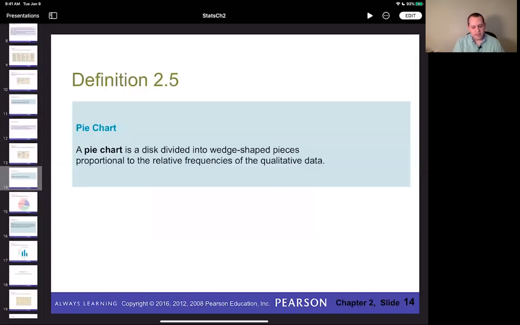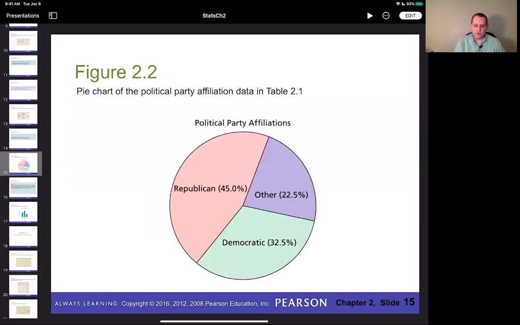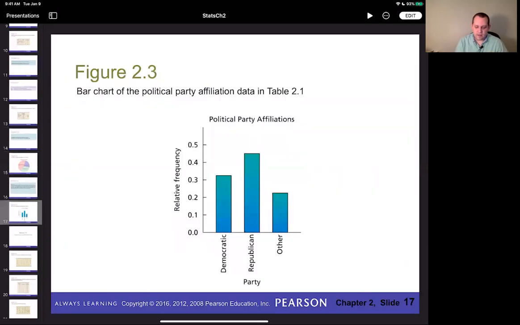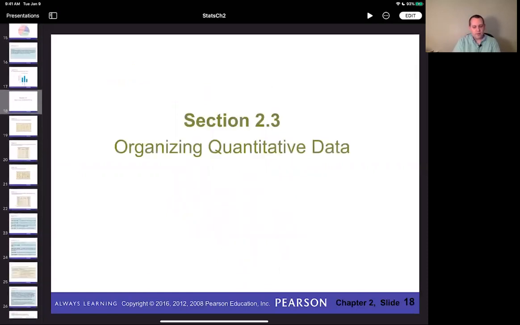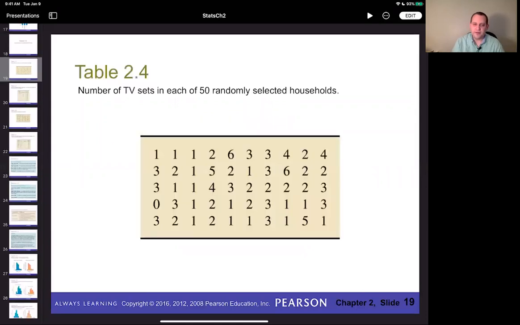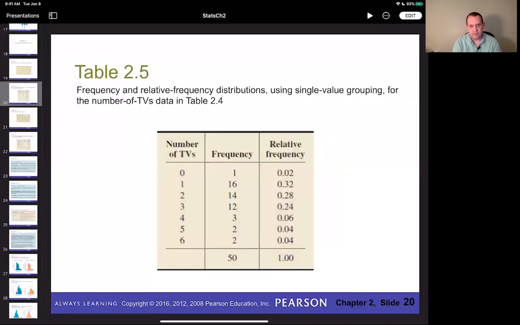You could have a pie chart. Again, this is a way that you can organize qualitative data. You could have a bar chart with the relative frequency or even the frequency on there. Okay, but again, we're going to focus mostly on organizing quantitative data. So this example is the number of TV sets in 50 randomly selected houses, right? So that's going to be some sort of discrete numeric value.